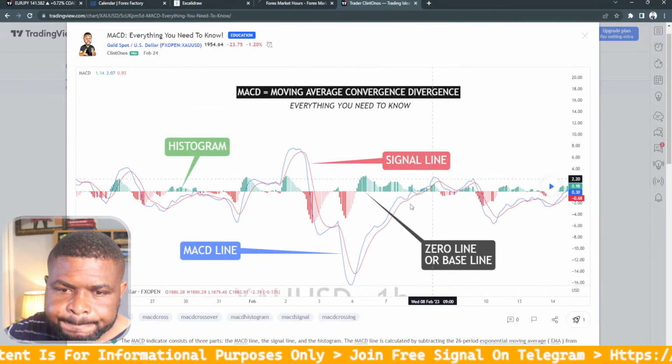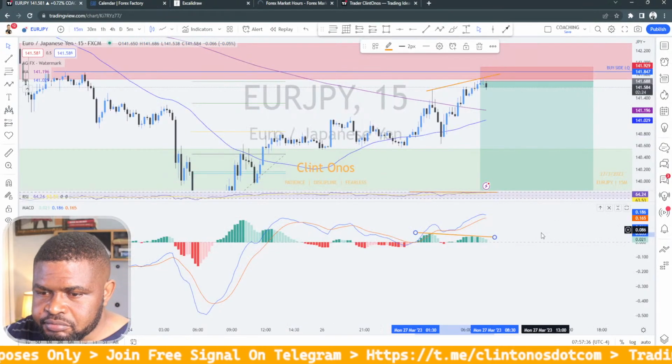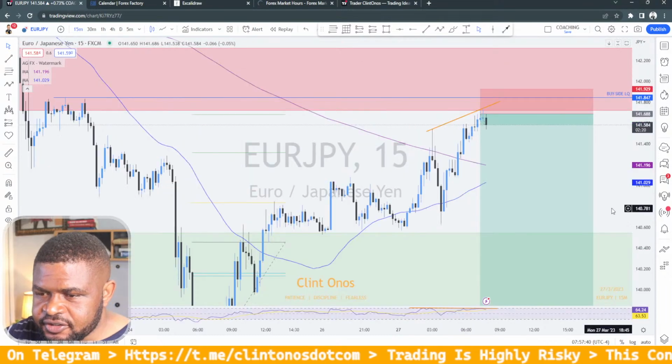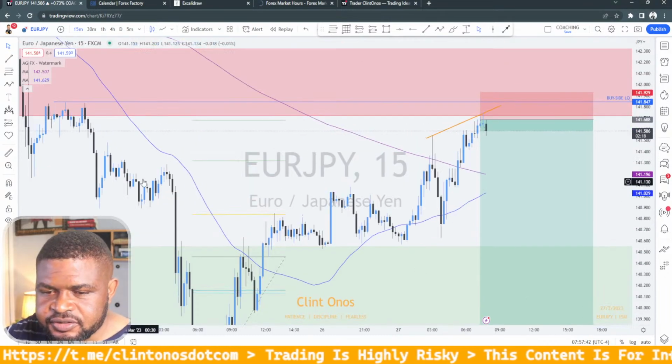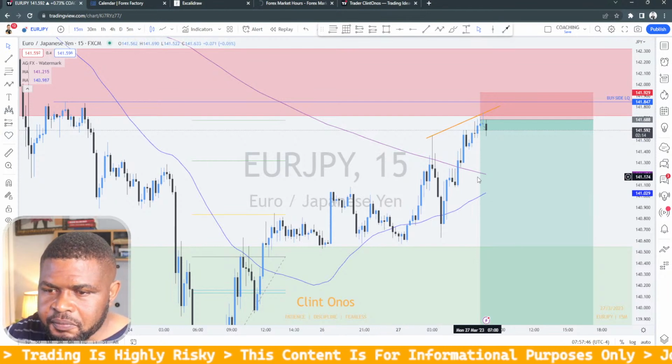Right there. So if you want to learn more, you can go see. All right, so we have a divergence. These indicators, I don't use them. I'm just trying to show you something.